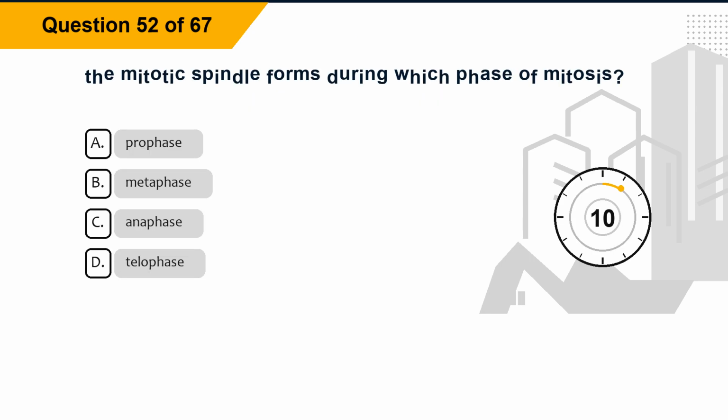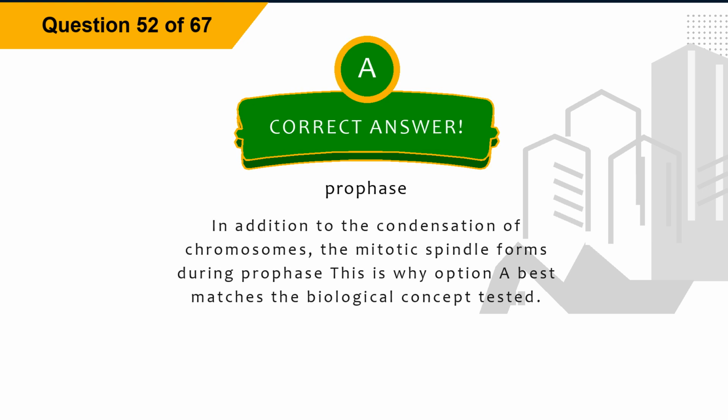Question 52. The mitotic spindle forms during which phase of mitosis? Option A, prophase. Option B, metaphase. Option C, anaphase. Option D, telophase. The correct answer is option A, prophase.